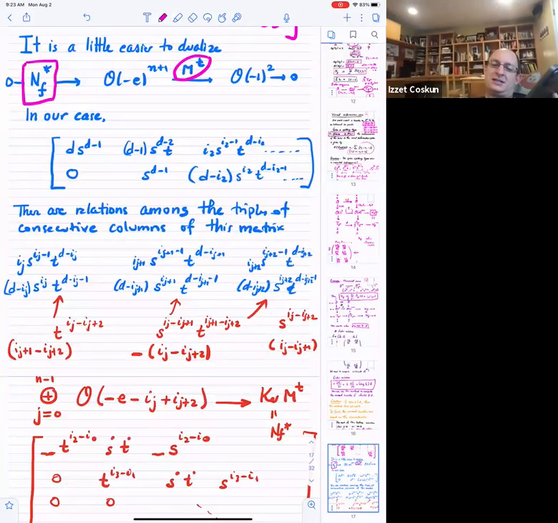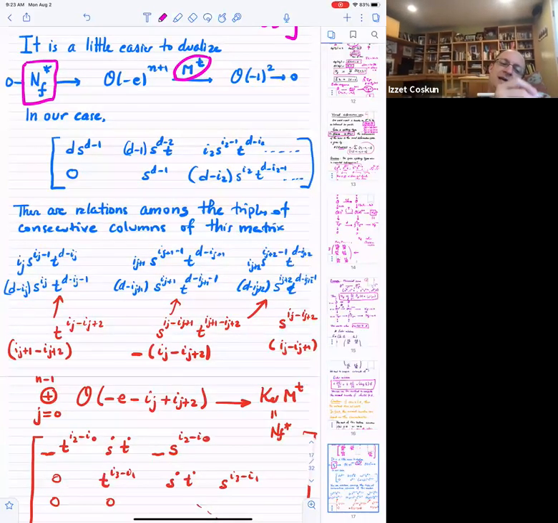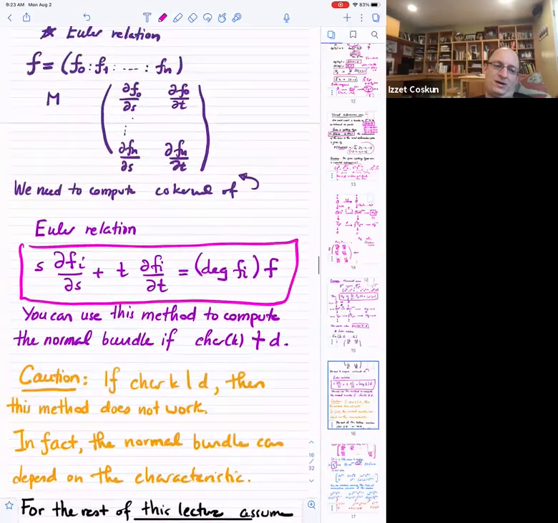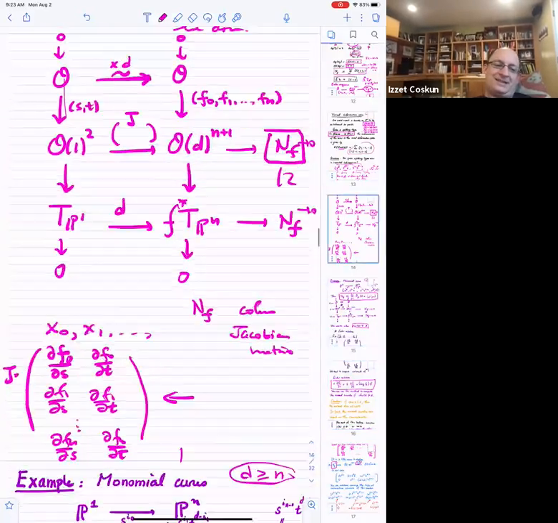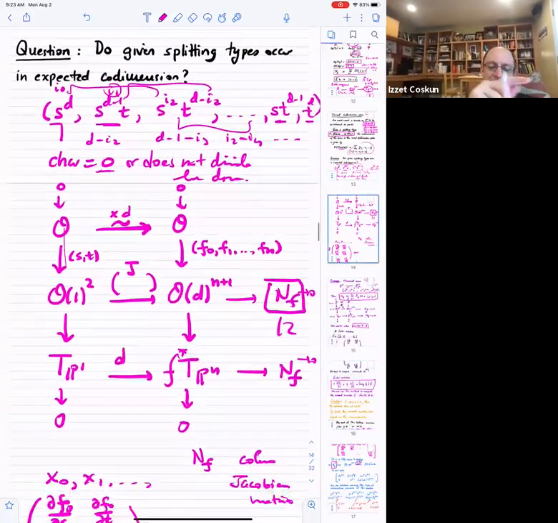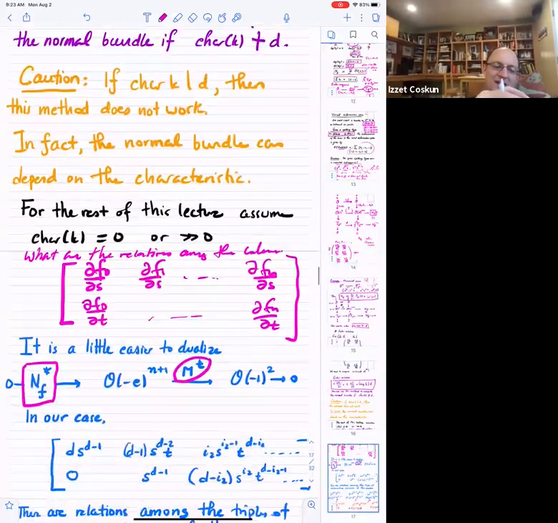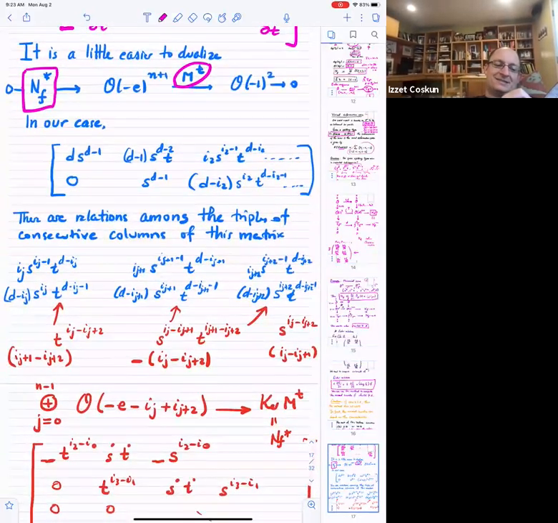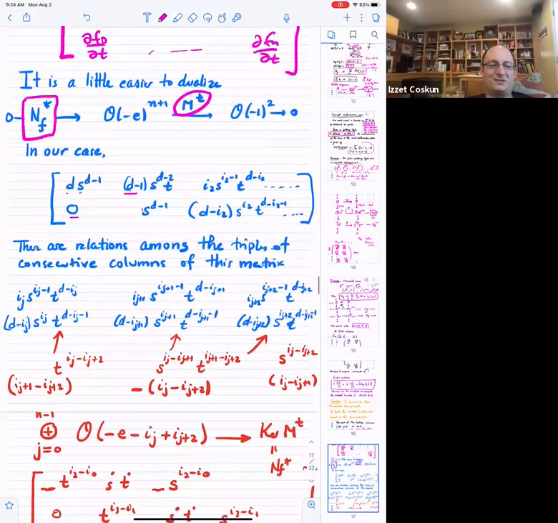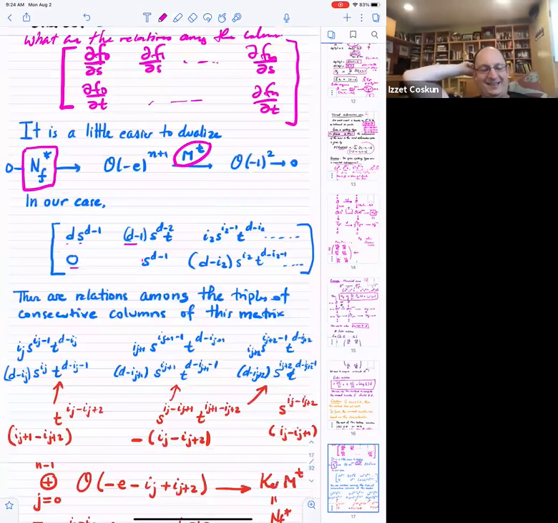So now let's look at our thing. Let's take our derivative. The map was like this: s to the d minus 1 t, and so on and so forth. So I take the s derivative. This is d times s to the d minus 1. The t derivative is 0. Then it's d minus 1 times s to the d minus 2 times t. Then the t derivative is s to the d minus 1, and so on and so forth. So you write this matrix, okay? Then the question becomes, what are the relations among the columns of this matrix?